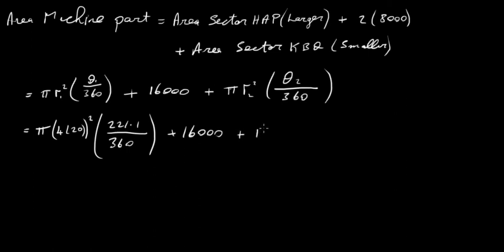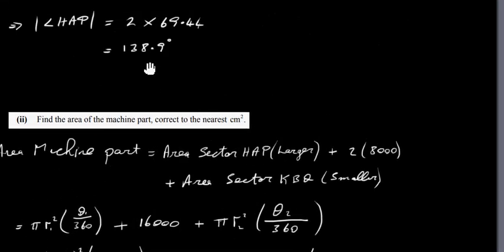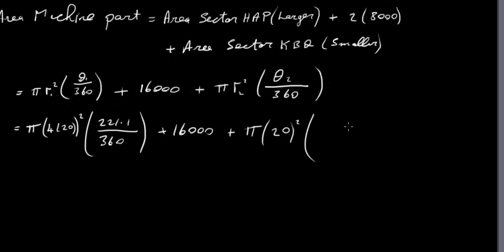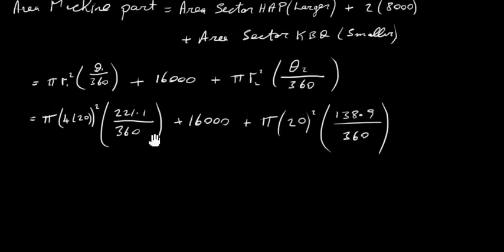Now we're going to work out pi. We're going to multiply that by the radius of the small circle, so that's 20. And we've got to square that. That's 20. It's just going to be r squared, which is 20 squared. Now, theta then in this case was the angle that we worked out in the previous part, 138.9 degrees. So let's just write that down. That's 138.9 degrees here. That's over 360 degrees. And that's it. This is everything we need to work out the area of the machine part.